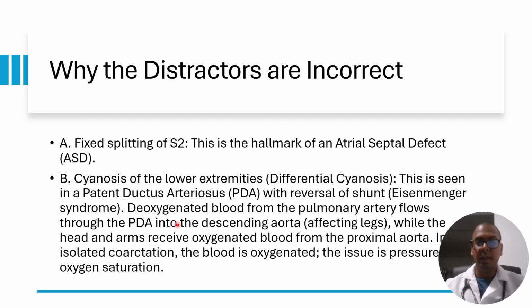That's when right to left shunt occurs and the deoxygenated blood from the right side goes to the left side, and that causes the legs to become more preferentially cyanosed. So this is seen in PDA and not in coarctation. Coarctation, you would have a pressure difference, and in a PDA with Eisenmenger syndrome, you would have a blood oxygenation problem.